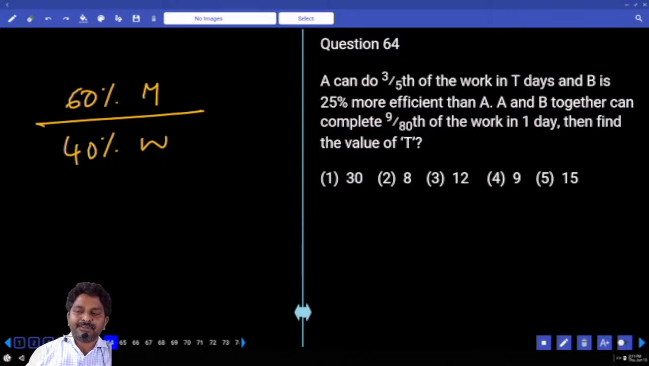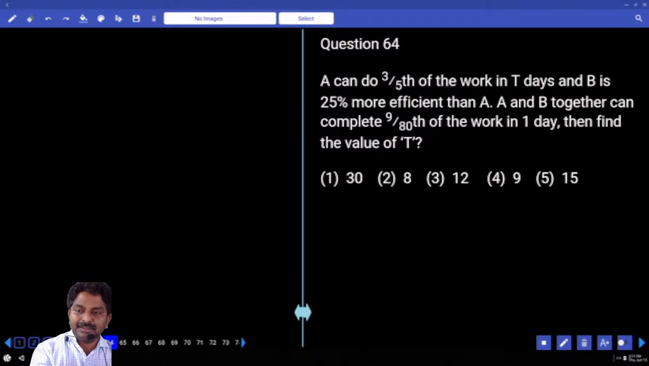A can do 3/5 of the work in T days. B is 25% more efficient than A. A and B together can complete 9/80th of the work in 1 day. Then the total value of T is, okay, B is 25% more efficient than A. Fractional form. Tell me the same in fractional form.